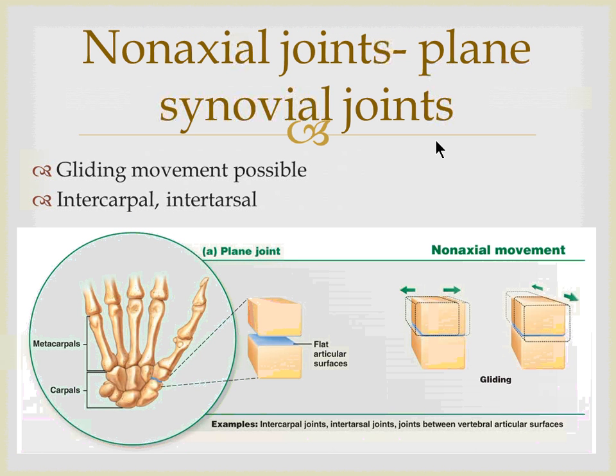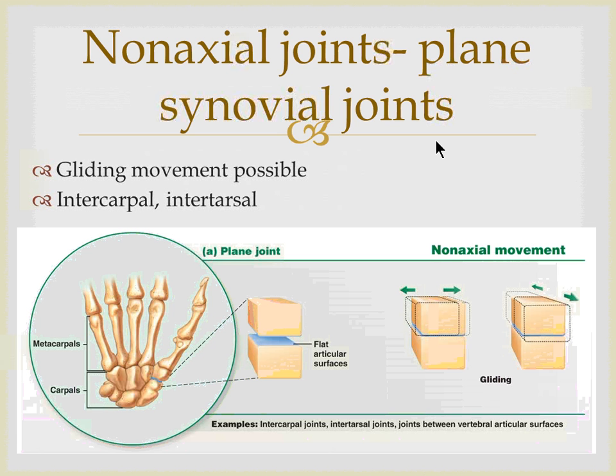Okay, so now let's look at synovial joints. We talked about those axes: the transverse axis along which flexion and extension occurred, the anteroposterior axis along which abduction and adduction occurred, and the vertical axis along which rotation occurred. Joints where you have movement along one axis we call uniaxial joints. If the joint can move along two axes, we call it biaxial. If it's along all three axes, we call it polyaxial or multiaxial.